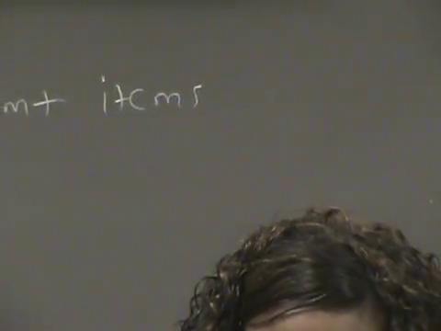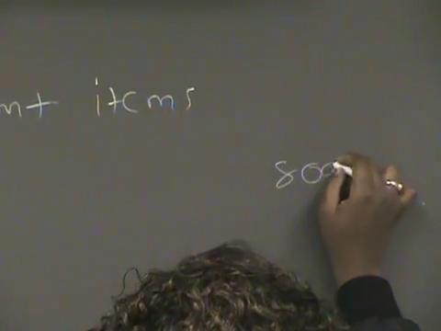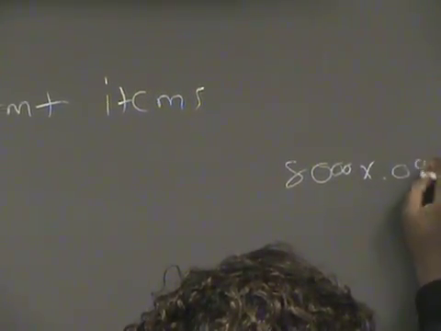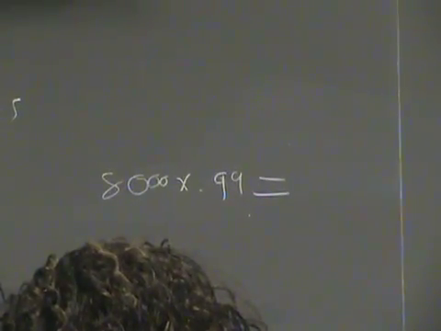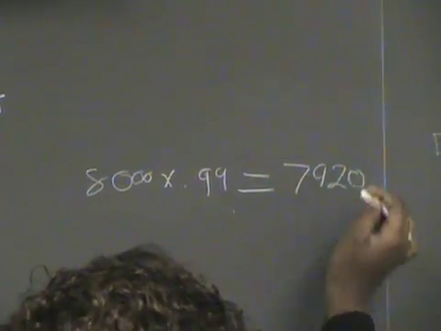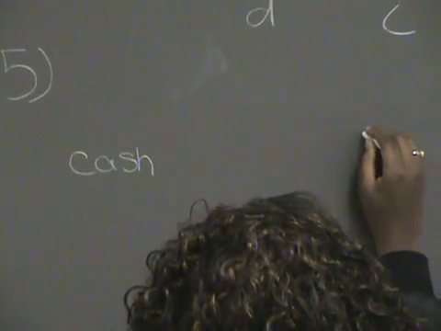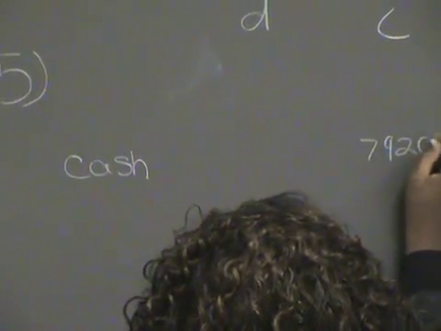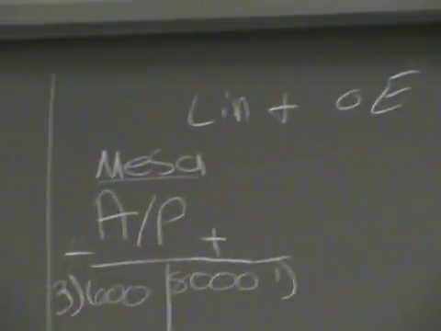So 8,000 times 0.99 equals 7,920. Okay, that's the cash. Cash is decreasing, so she credits cash 7,920. Step A. Step B, she has to make account payable 0. How come? Because we paid what we owe.